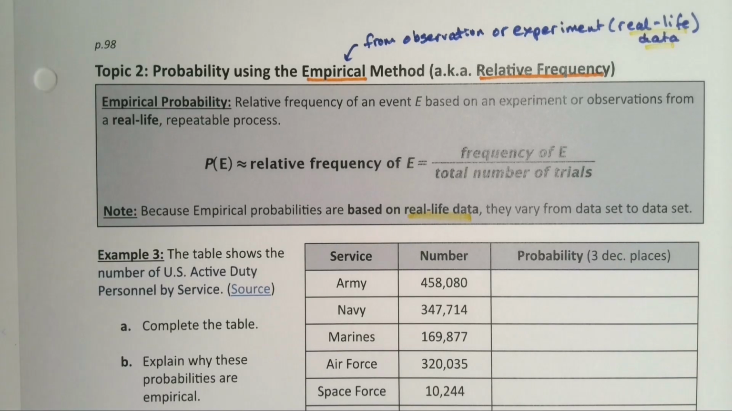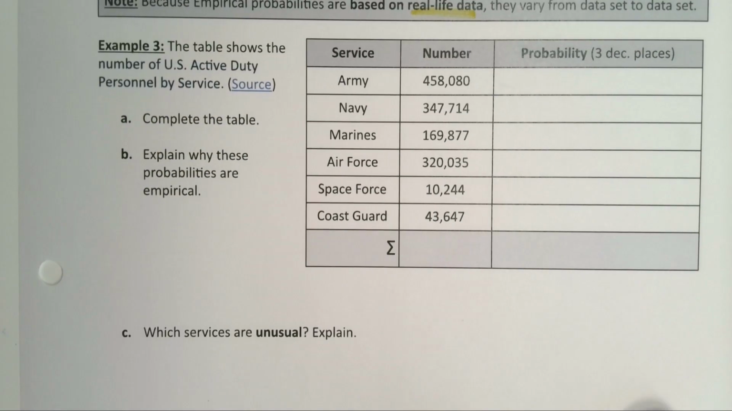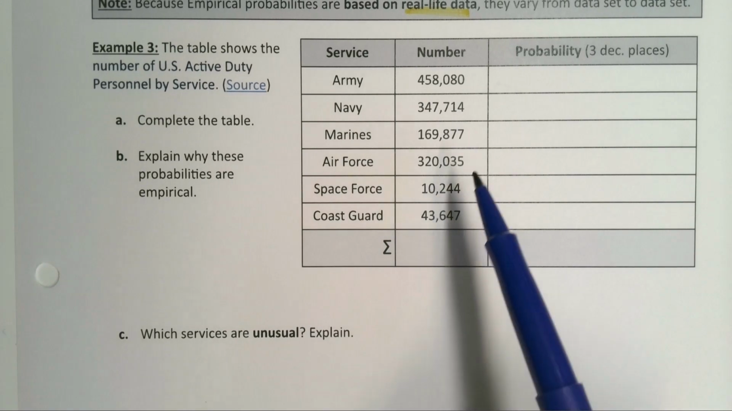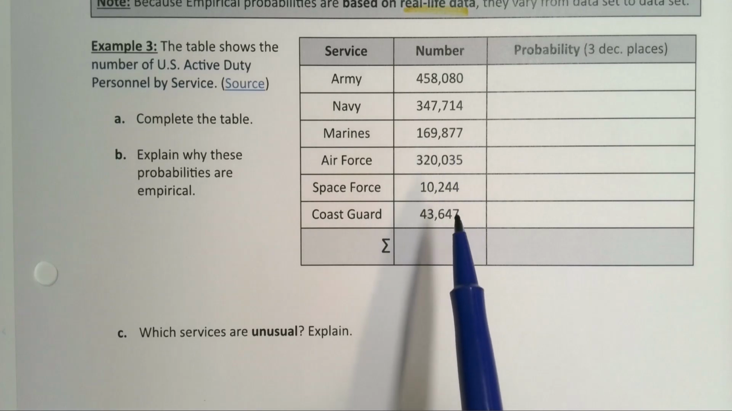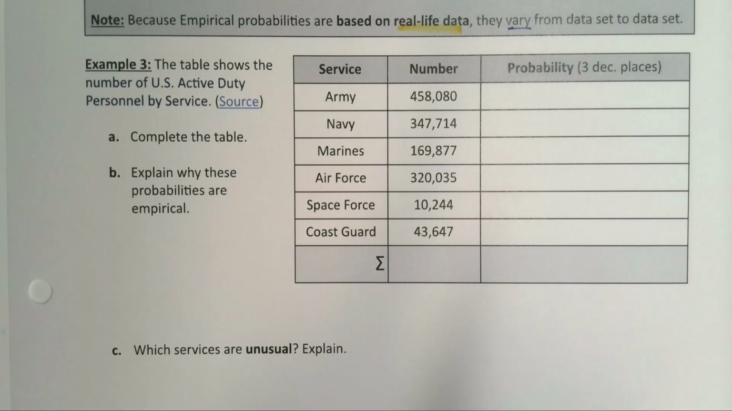So for example, this particular table shows the number of US active duty personnel by service. But of course, these numbers are going to change. If I redid this example next year or the year after, the numbers would all be slightly different. So it does vary from data set to data set.